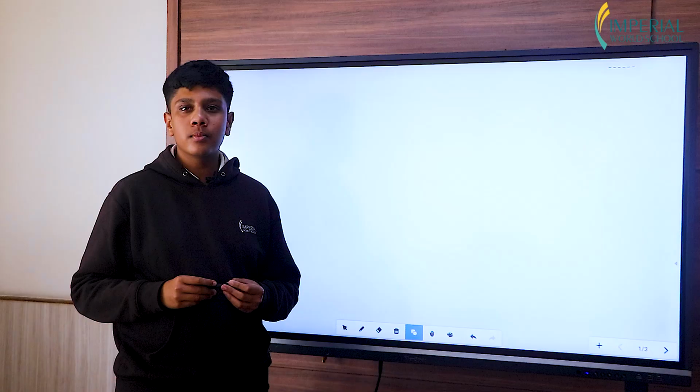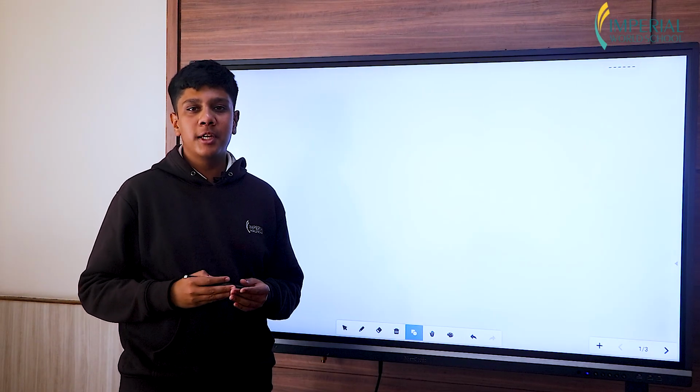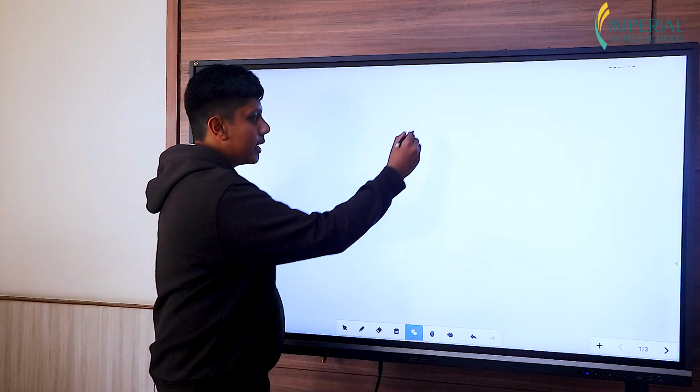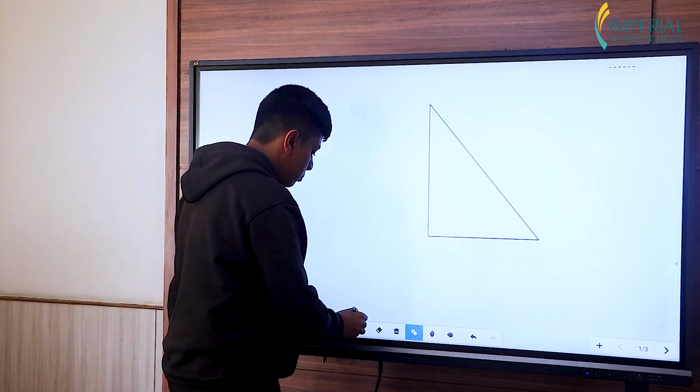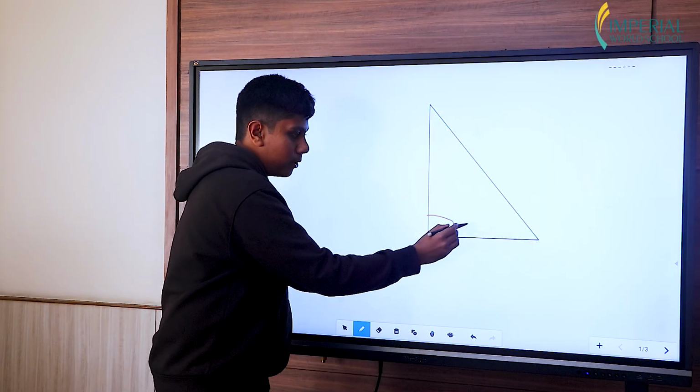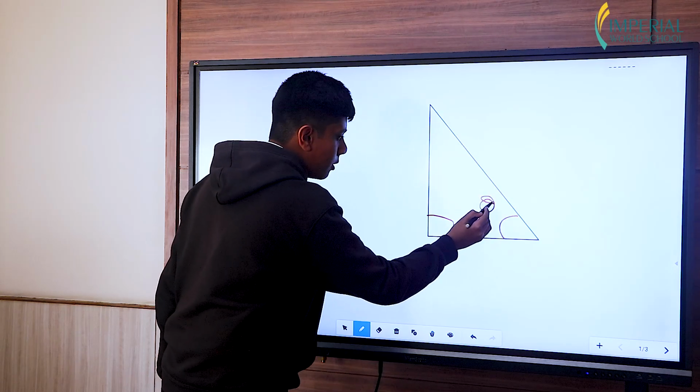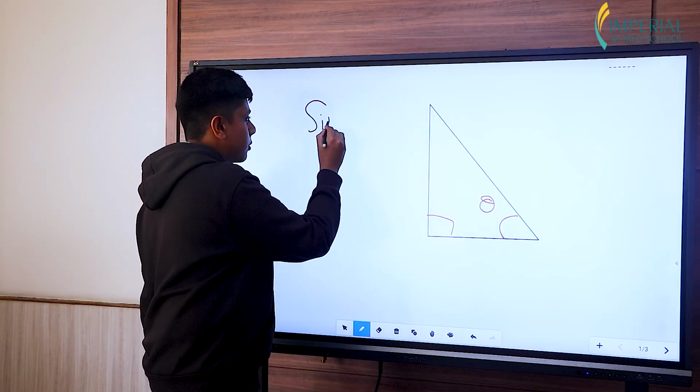So let's begin. First, let's find sine 0 degree. Let's make a right angle triangle, this being the right angle and this being angle theta. We need to find sine 0 degree.